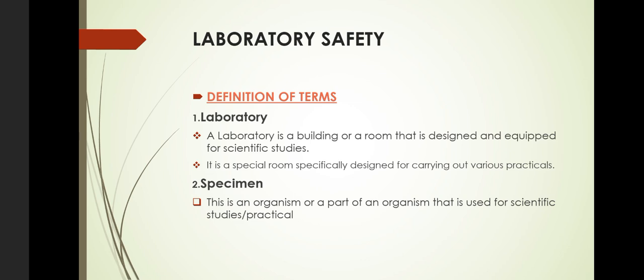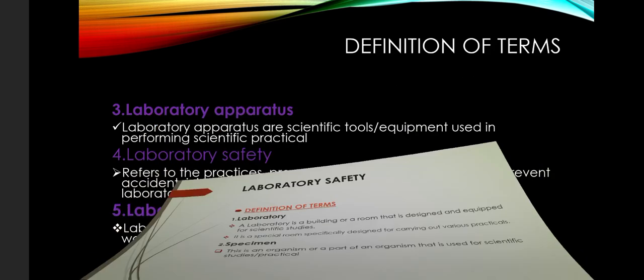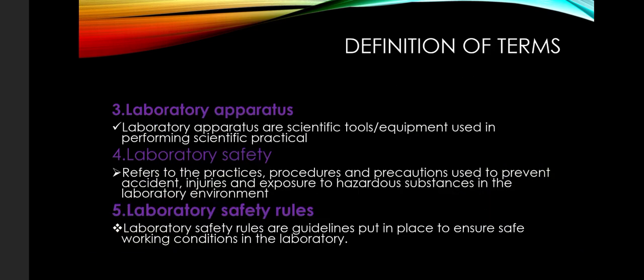The second term that you are going to define is the term specimen, and a specimen is an organism or a part of an organism that is normally used for scientific studies or scientific practicals. The third term that you are going to define today is the term laboratory apparatus, and this is a scientific tool or an equipment that is normally used for performing scientific practicals. Our fourth term that you are going to define is the term laboratory safety.